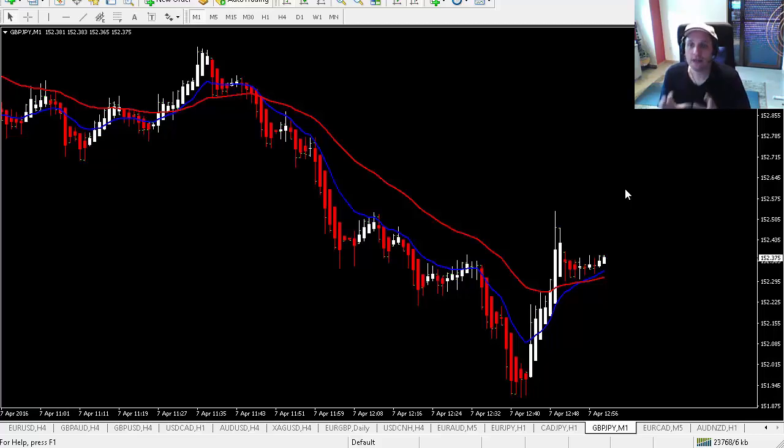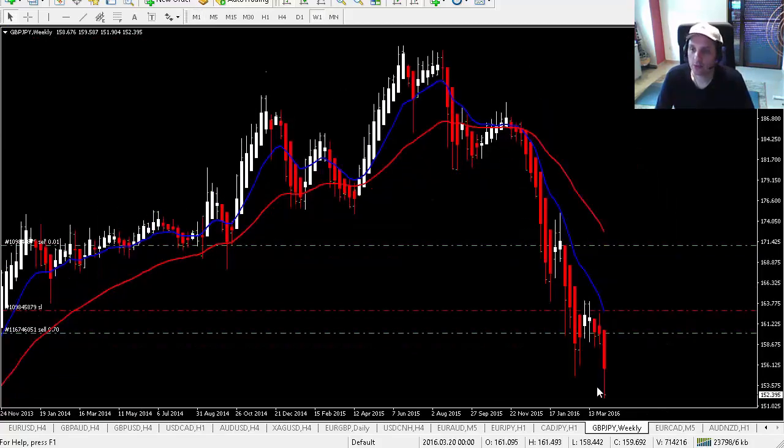So it's very important that you remember the top-down approach, meaning we start from a higher time frame, go to the lower time frames, and then we make our decision, ideally in the direction of the main trend. On the weekly chart, price is pointing down, it's below all our EMAs.